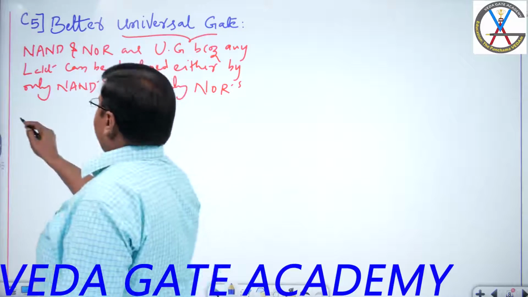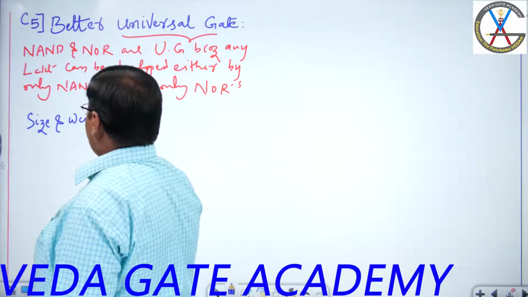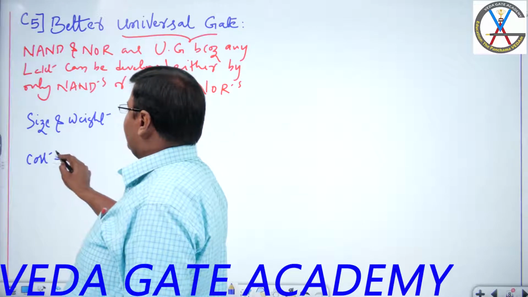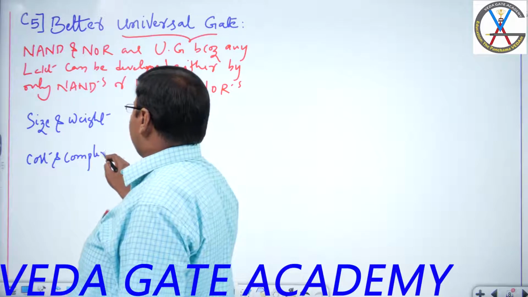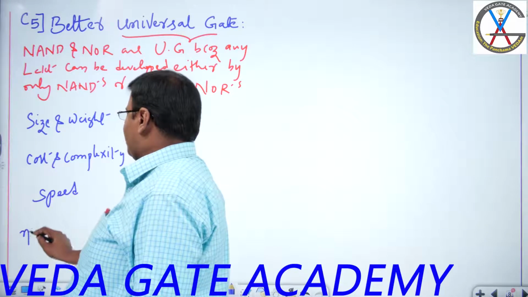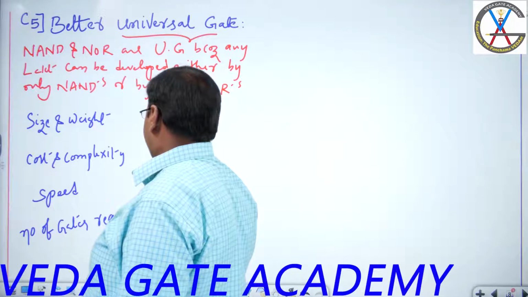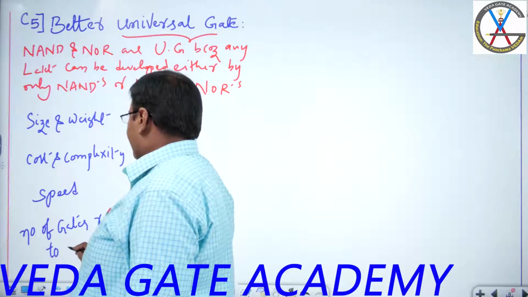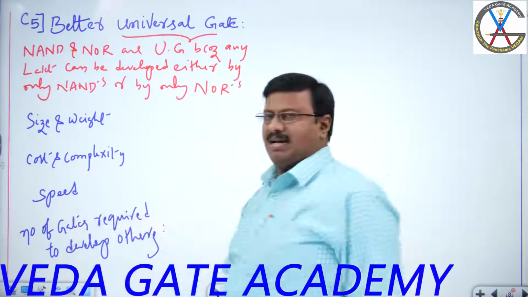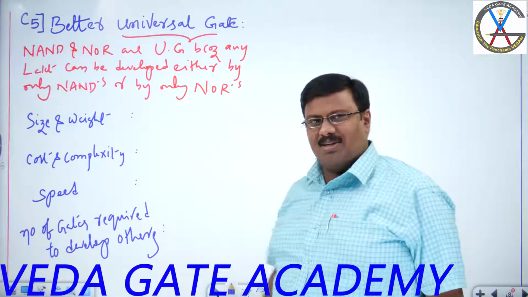Here I have the parameter size and weight. In terms of size and weight, which gate is better? And I have the parameters cost and complexity, and the parameter speed. And I have the parameter number of gates required to develop other gates. Size and weight, cost and complexity, speed of operation, number of gates required to develop others.